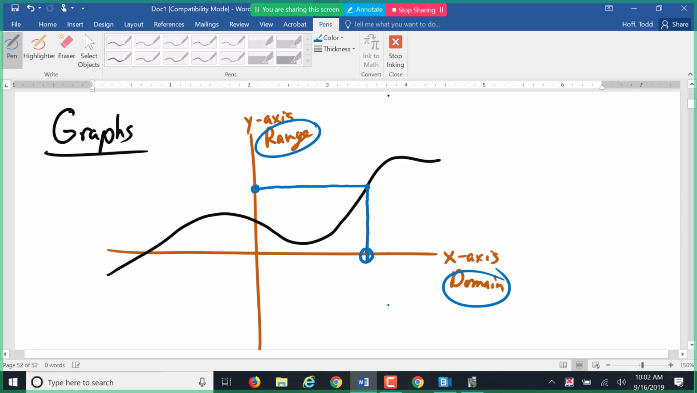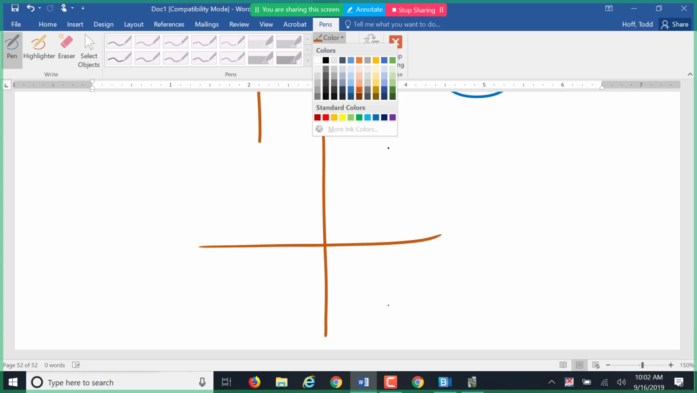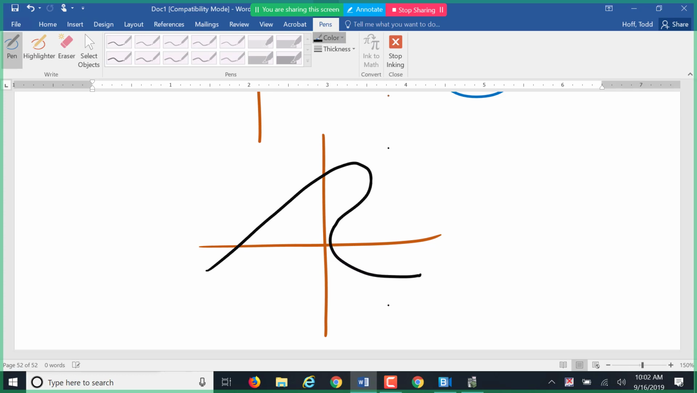So what we have to look at is, are there any domain values that get repeated? Well, how could a domain value get repeated? The only way a domain value could get repeated is if a graph doubles over on itself. Something like this. Now, this point has that domain value.